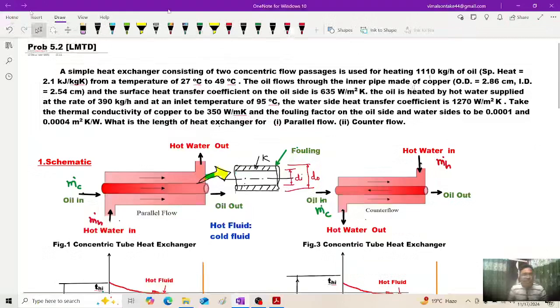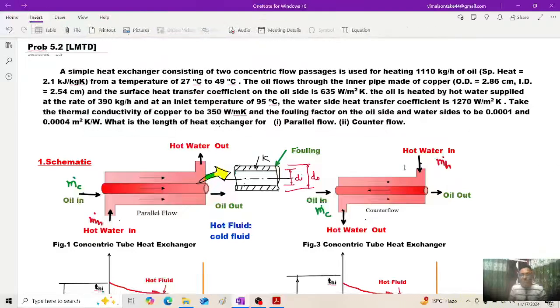So in this case, concentric tube heat exchanger is there. It is also called as double pipe heat exchanger, where oil is being heated from 27 degrees Celsius to 49 degrees Celsius. So here oil is a cold fluid.